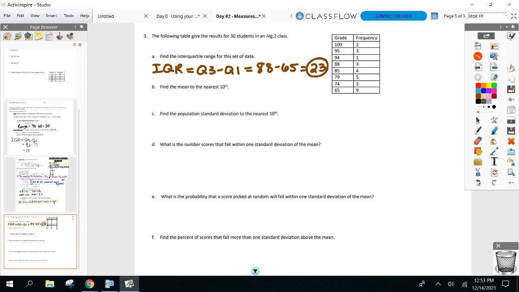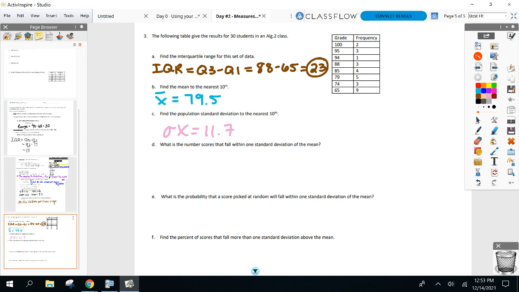How about the mean? 79.5. All right, we're going all right so far. And then part C, population. I do specify there, population to the nearest 10th. 11.7. Wait, is population the σx? Correct. Sx is sample.